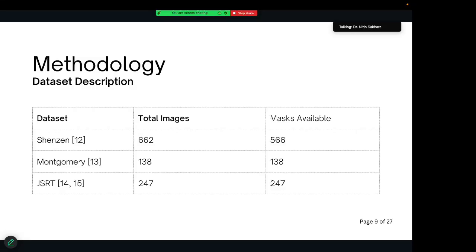And how did you store these images? It was in PNG format, and for my training, I stored them in .npy format, NumPy format. And what do you mean by combined? So it is the combination of all the data sets.